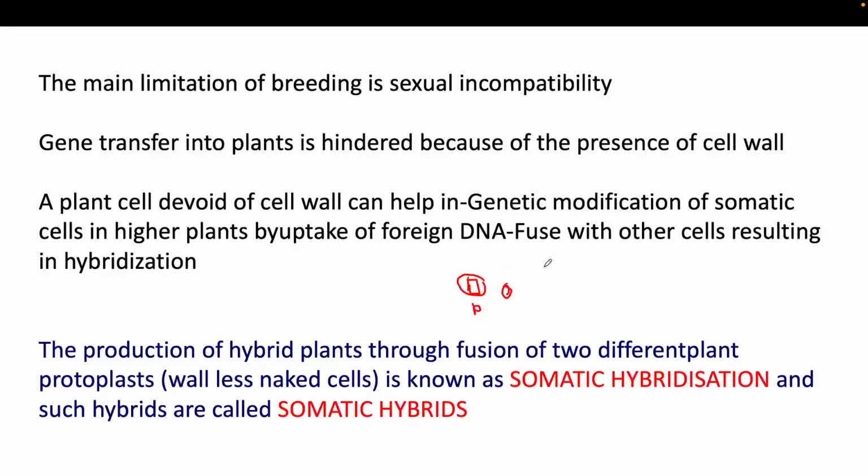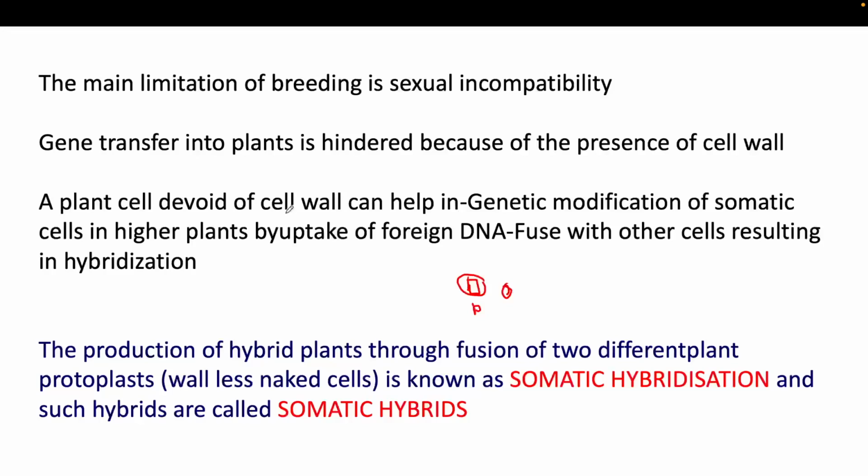So the first thing is sexual incompatibility. That's why we can't grow multiple varieties of plants. And the second thing is the presence of the cell wall. So that's why we can't directly and easily transfer the gene of one plant to another plant.